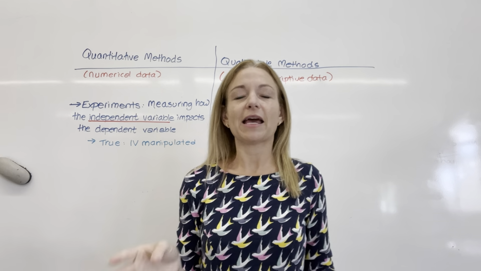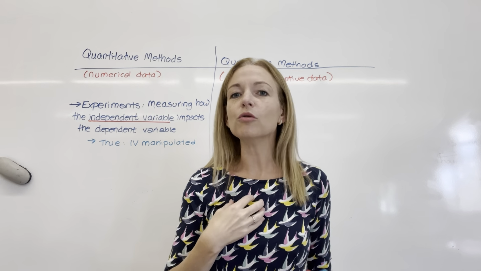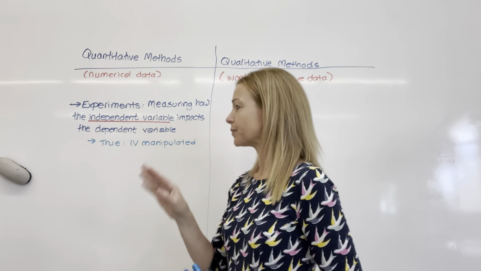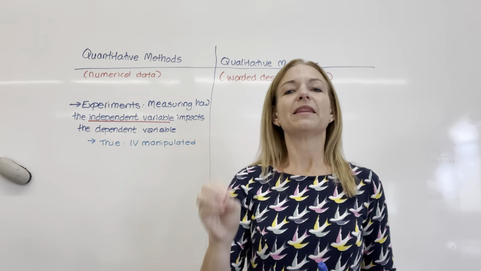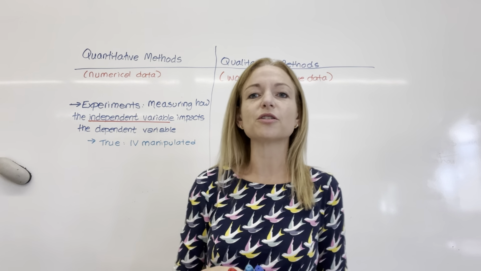If your IV is age, I can't be like, you be old, you be young. It's a pre-existing thing. So could I allocate you to conditions? If I, as an experimenter, could put you in a group, it's a true experiment. If I couldn't put you in a group because your group identity came with you, it's not a true experiment. So true experiments, the IV was manipulated. So those are the best to write about if you're choosing a method to write about.